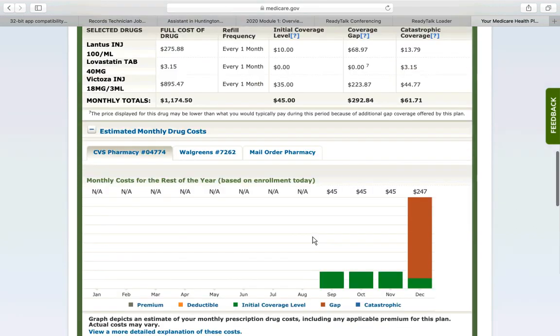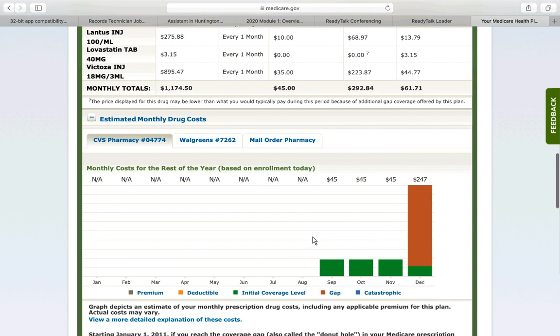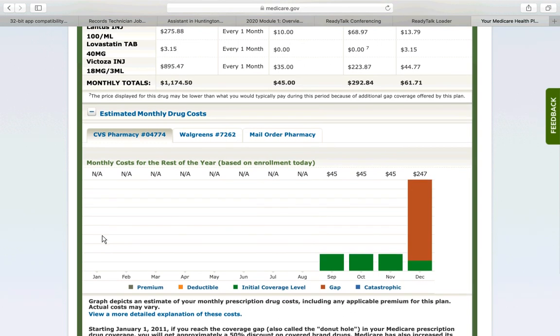Now, when we scroll down here, we're going to notice we have this calendar, January to December. So month to month is going to show us their total out-of-pocket cost for the drug, and if they're in the green, then that means that they're in their initial coverage stage. If they go into the red, that means that they have exceeded their allowance.